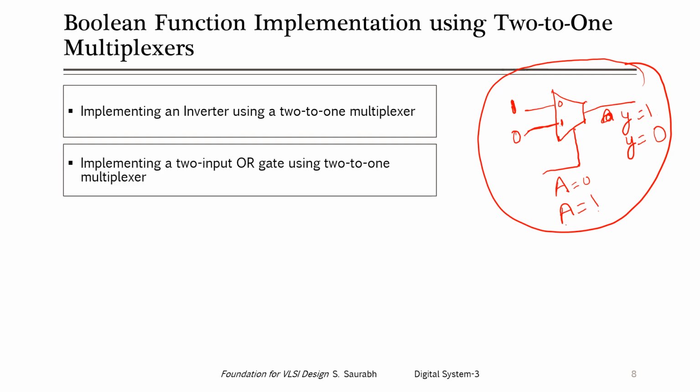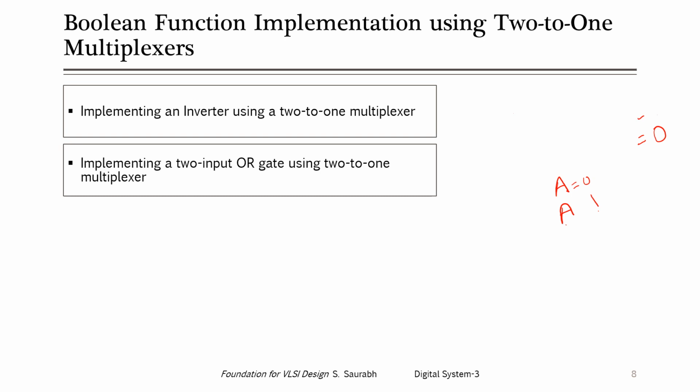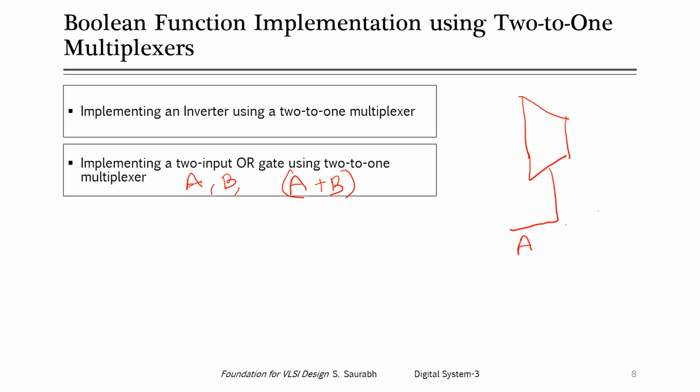Similarly, we can implement a 2 input OR gate using a 2 to 1 multiplexer. How can we do it? So let's see. This is a 2 to 1 multiplexer. On the select line, let's apply the variable a. We are given two input variables, a and b, and we want to implement a OR b using a 2 to 1 multiplexer. So let's see how we can do it.